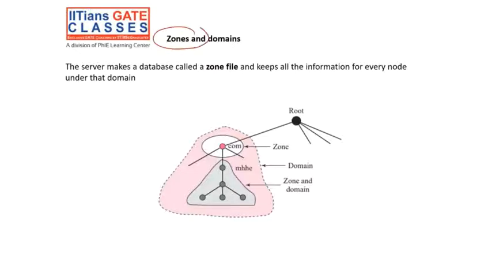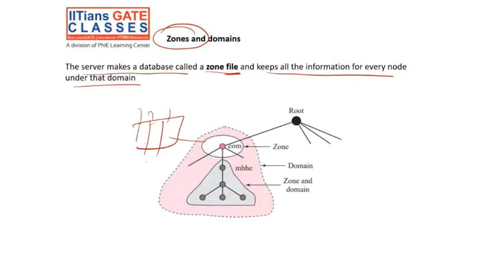There is one terminology, zones. The server makes a database called a zone file, and keeps all the information of every node under the domain. It means some database is there, and some fields are there. In those fields, for .com, whatever is inside that .com domain, all the information is in this table, whatever is required. That information can be abstracted, or it can be in detail. It depends on how we are maintaining our information.